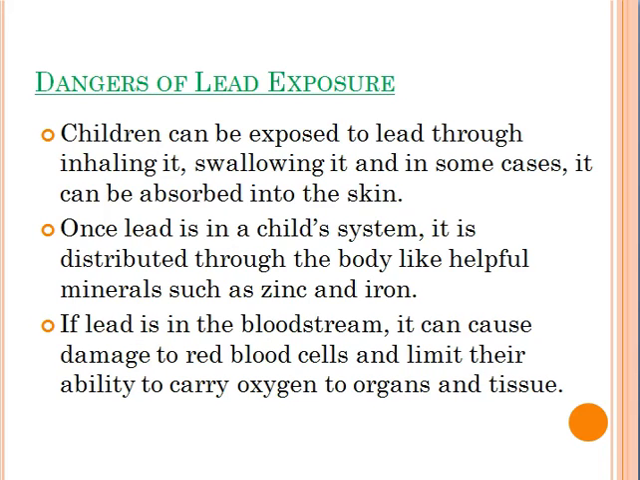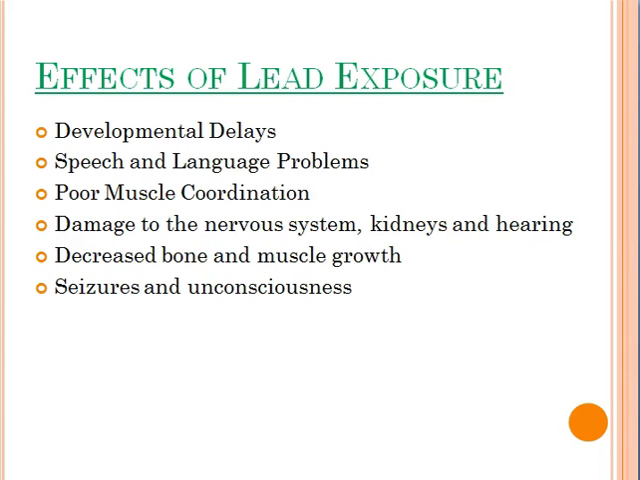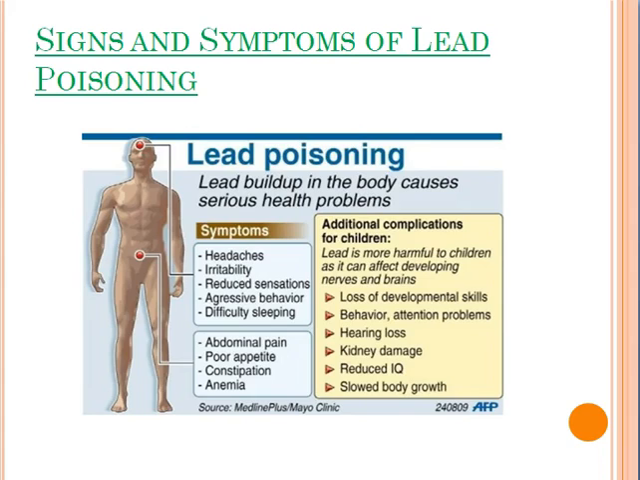And again, these are all issues that, over a period of time, cause a change in the red blood cells and limit their ability to carry oxygen to organs and tissues. So again, our long-term effects can be developmental delays, speech and language problems, poor muscle coordination, issues with the nervous system and kidneys, decreased bone and muscle growth, and occasionally seizures and unconsciousness. So this again just gives you some signs and symptoms of lead poisoning.